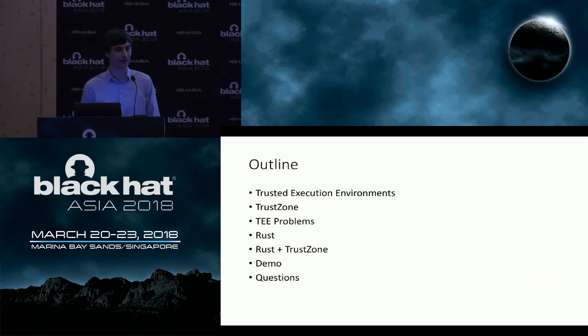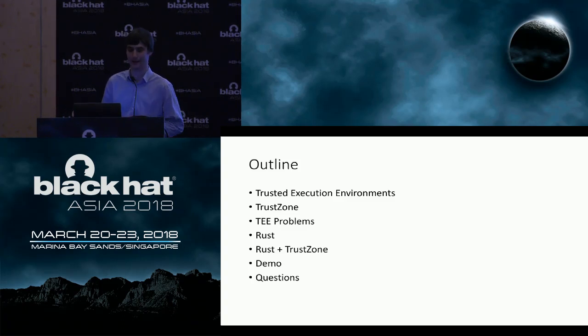Just a little outline of what we're going to go through today. We'll start off by talking about trusted execution environments and what they are and a general idea of what that is. We'll talk a bit about ARM TrustZone in detail just to show how that works. We'll go through some of the challenges that we've seen historically with these types of systems. We'll talk a bit about the Rust programming language. We'll slam Rust and TrustZone together and see how that ended up working, and then we'll do a little demo of that and take some questions.